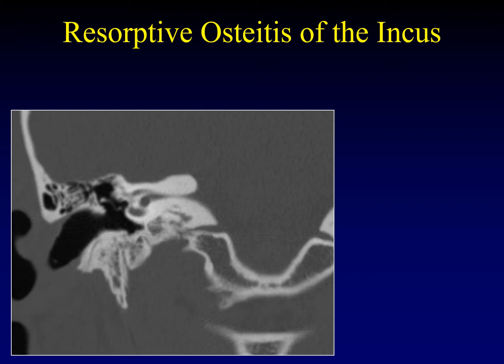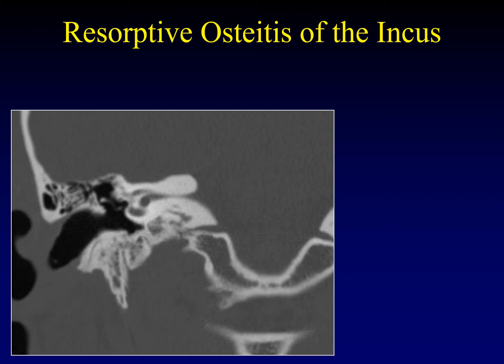Resorptive osteitis of the incus is a very subtle diagnosis. If you are not looking for this, you will not see it. It turns out that the incus has the most tenuous blood supply of the ossicles, and if anything happens to diminish blood flow, the incus may resorb and atrophy.